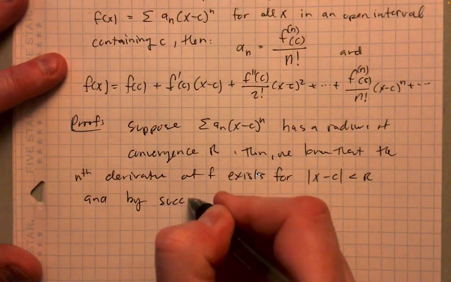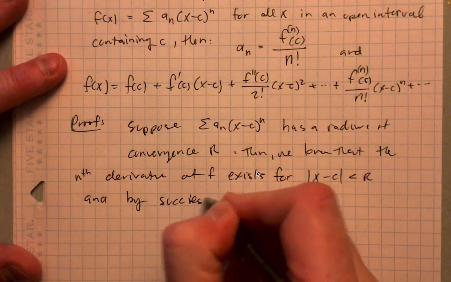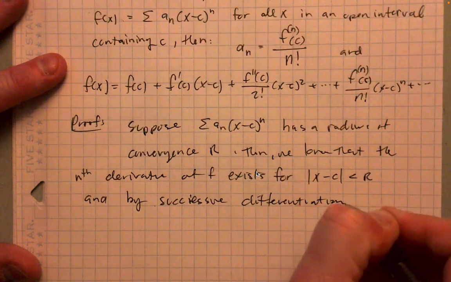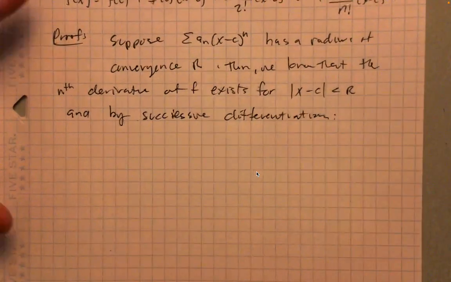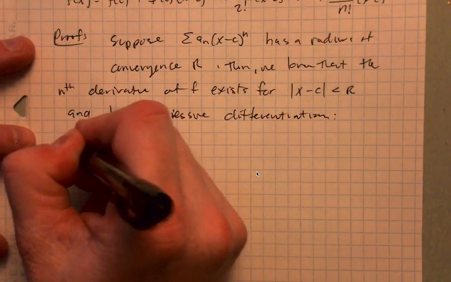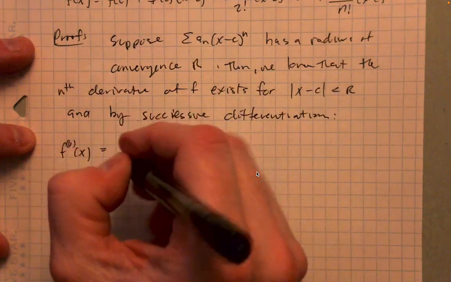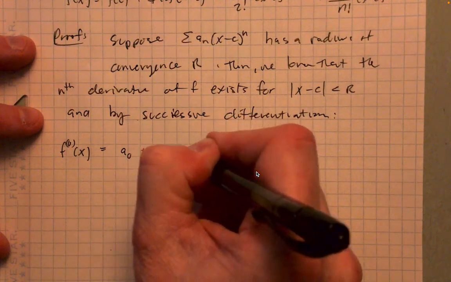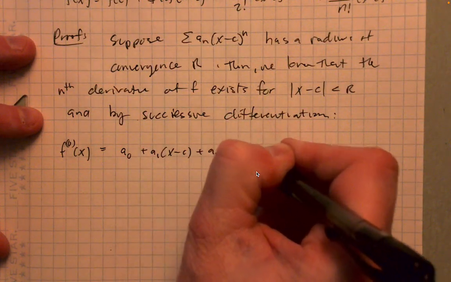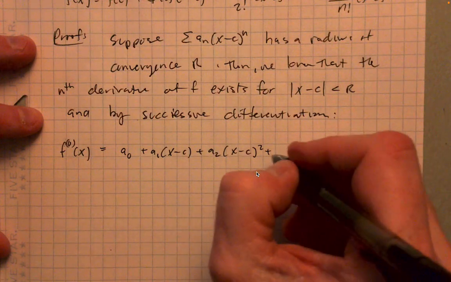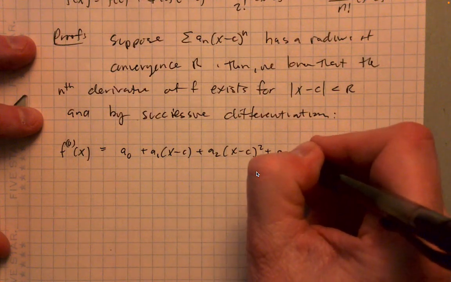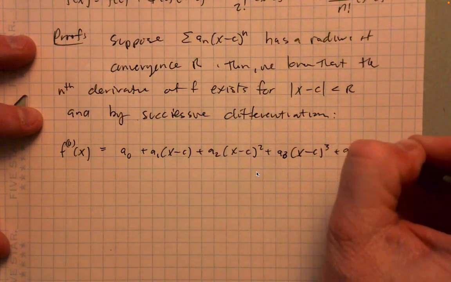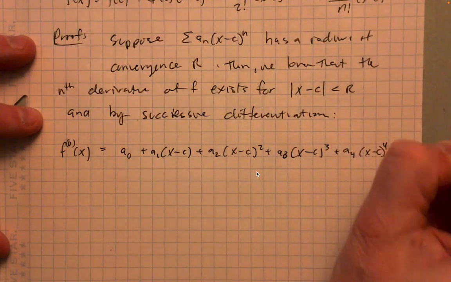So by successive differentiation, what do we get? Well, we can just go through it. The zeroth derivative of f of x is equal to the function itself: a0 plus a1 times x minus c plus a2 times x minus c squared plus a3 times x minus c cubed, and I'll go out to the fourth term, and so on.